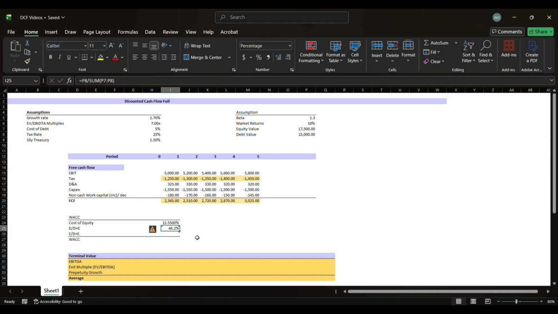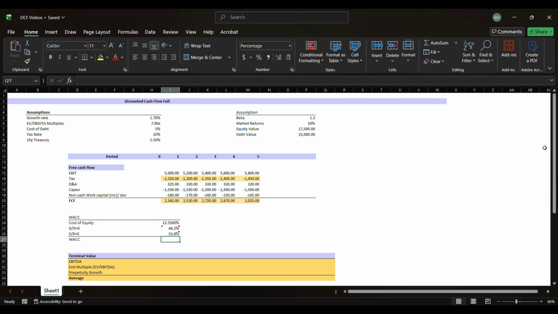So it is 46.2% debt weight in the capital structure. Now you have to calculate the equity weight in the capital structure. You can easily calculate it, you just have to do 1 minus the debt weight, so you can get 53.8%. Now you have to calculate the weighted average cost of capital.